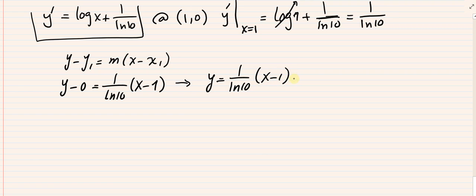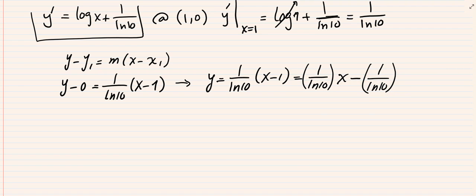Okay, now usually we multiply the coefficient, right? So it's going to be 1 over ln of 10 times x minus 1 over ln of 10, and the reason is because we write it in mx plus b, the slope intercept form. And there you have it. That would be the equation of the tangent line at that point.